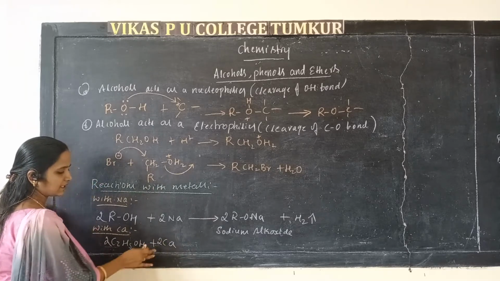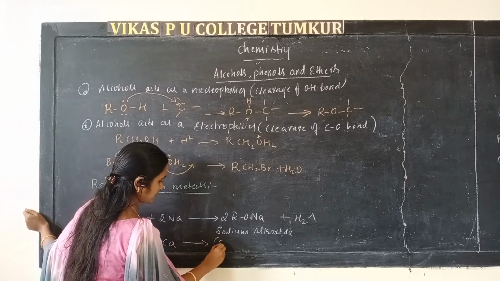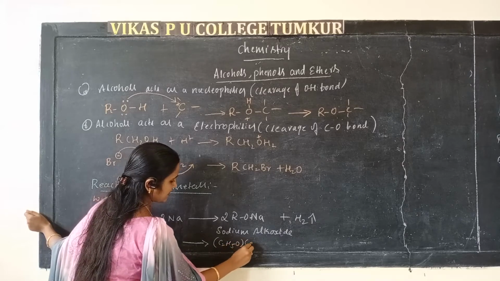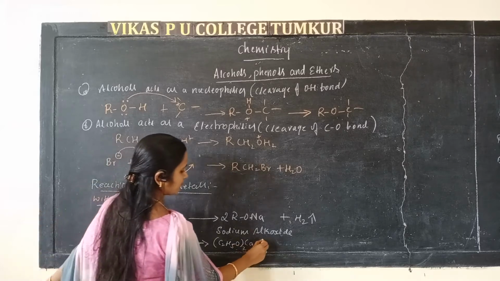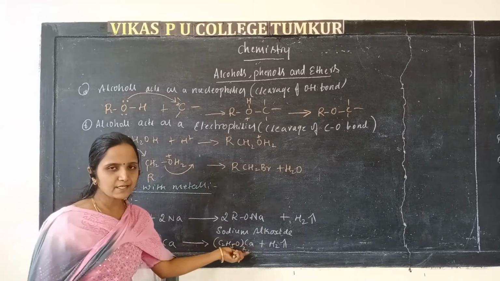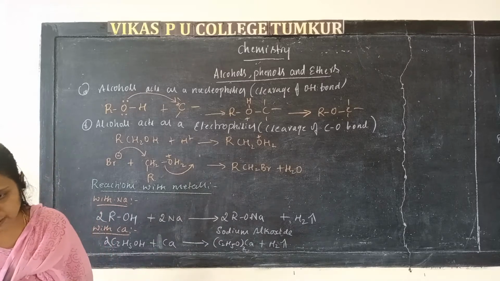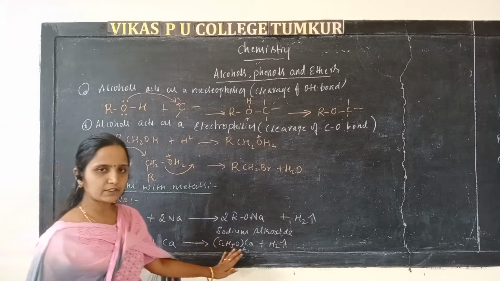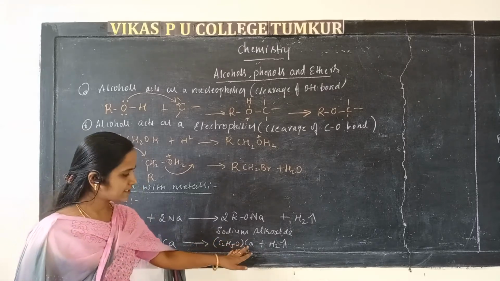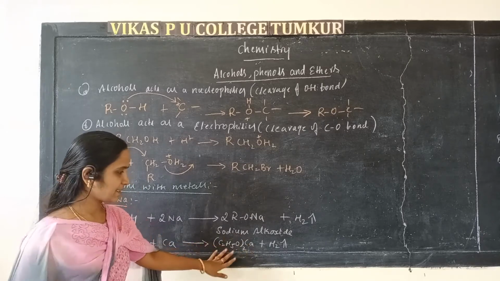Ethyl alcohol reacts with calcium. Calcium alkoxide is formed, (C2H5O)2Ca, with the liberation of hydrogen. Here the alkoxide is generally taken from ethyl alcohol. Therefore, we call this compound calcium ethoxide.